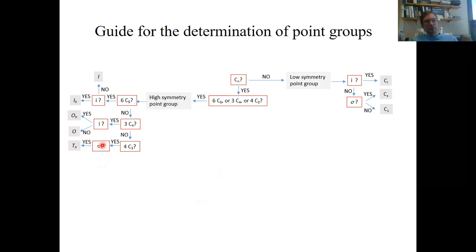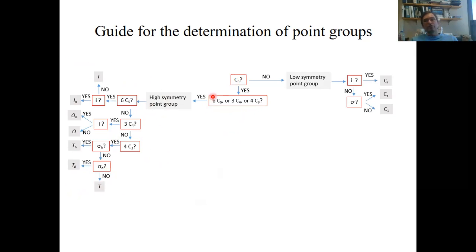If that is not so, then we ask next, do we have dihedral mirror planes present? So if we have dihedral mirror planes present, our point group is Td. If we do not have dihedral mirror planes present, then our point group is T. So now we have probed for all possible high symmetry point groups. So what's left? Well, it's the rotational groups and the dihedral groups.